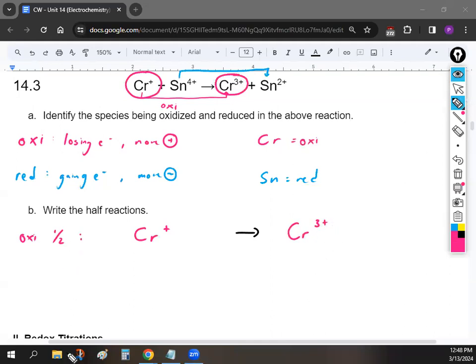Okay, for a half reaction, we just need to write down which side the electrons go. So if something is being oxidized and it's losing electrons, are electrons going to be part of the reactants or the products?